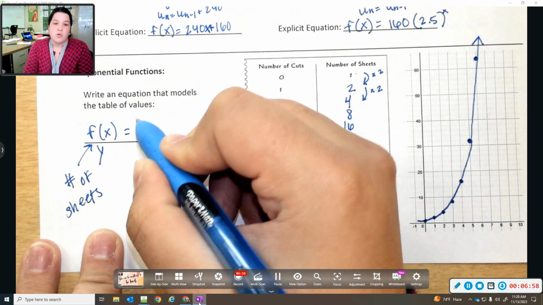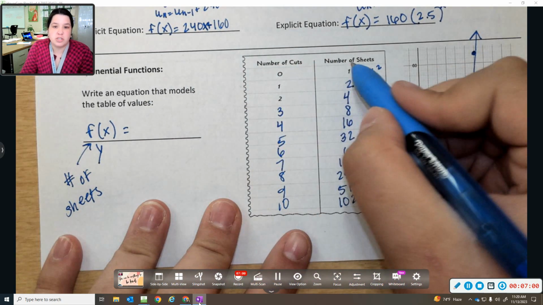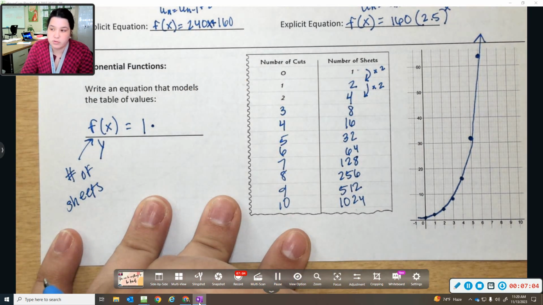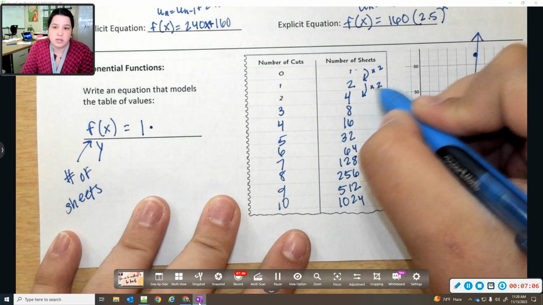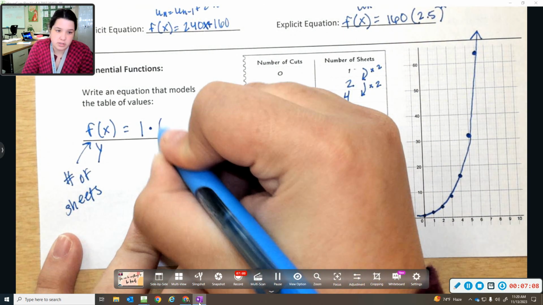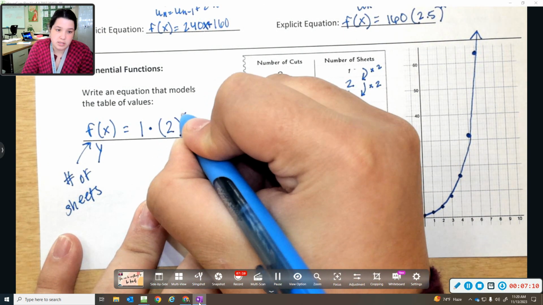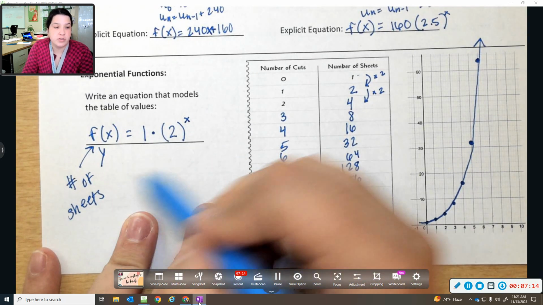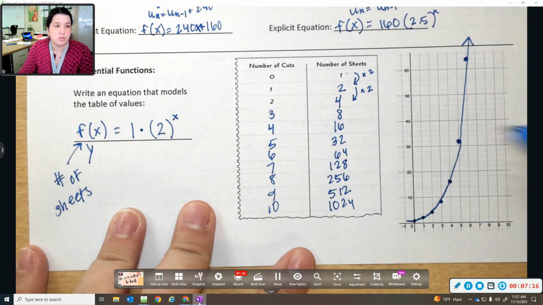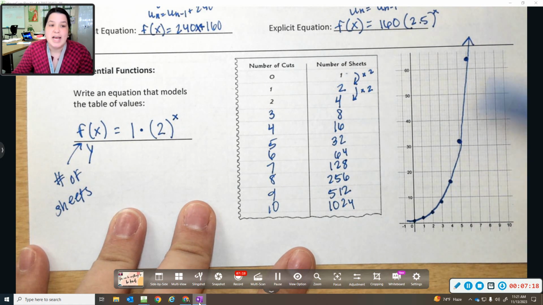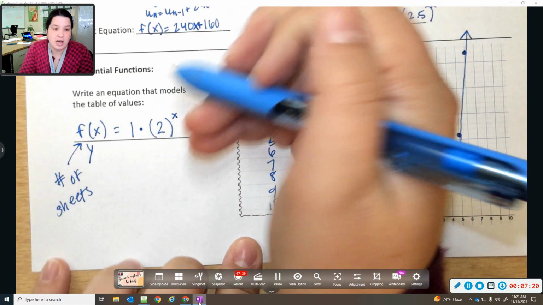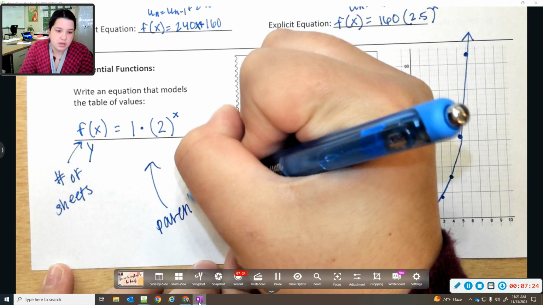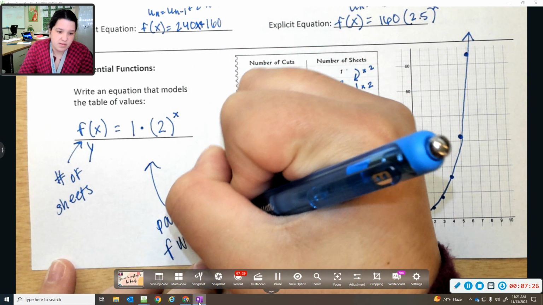Okay. We're going to start with our initial value. So when x is equal to 0, it's 1 times. It's always going to be times. What is our constant multiplier? Our constant multiplier is 2 raised to the x power. Okay, so that is like the parent function of an exponential function. We talked about parent functions for transformations. This is the parent function of exponentials.